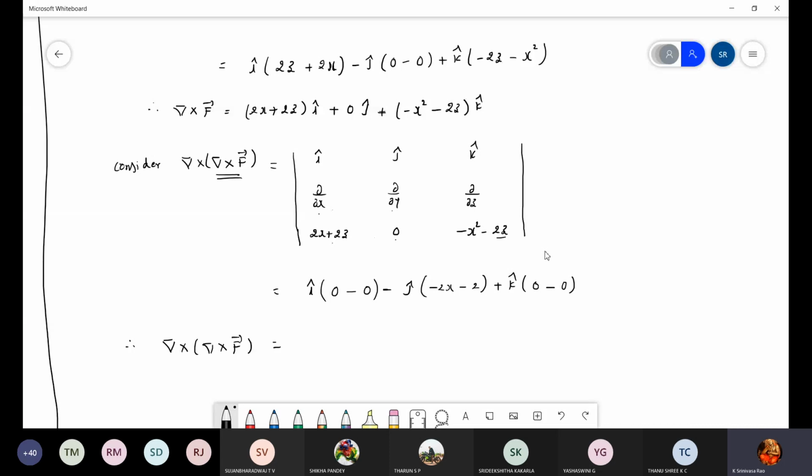you can write in a symbolic form or in the word form. Curl is 0 i, I can write, and minus j into minus 2x minus 2. So you can take minus common and make it plus. You will get 2x plus 2 into j cap, and this is 0 again. So 0i and 0k. So there is no unit vector in terms of i and k. So you will get just one vector only. It is 2x plus 2 j cap. Got it? So this is the solution.